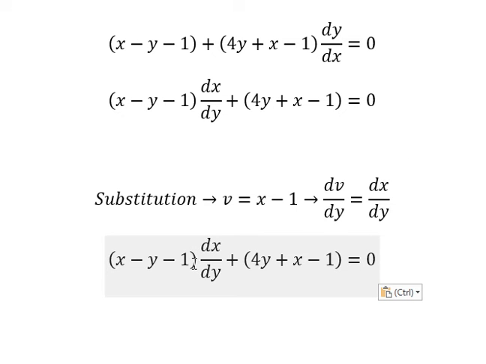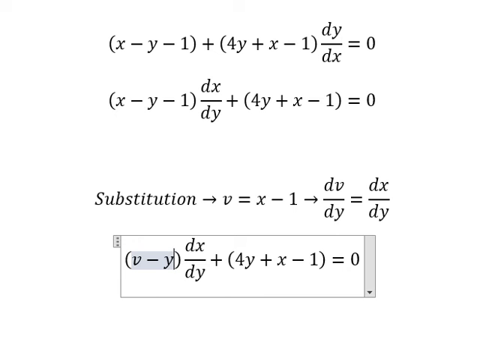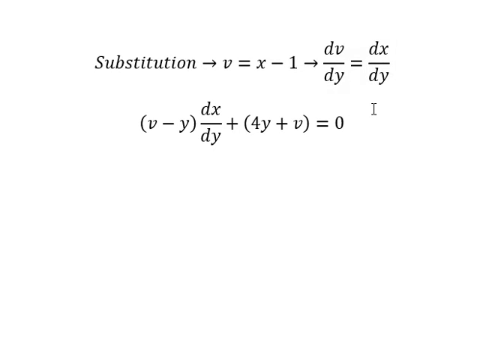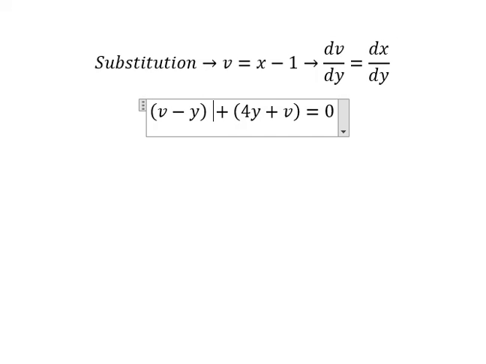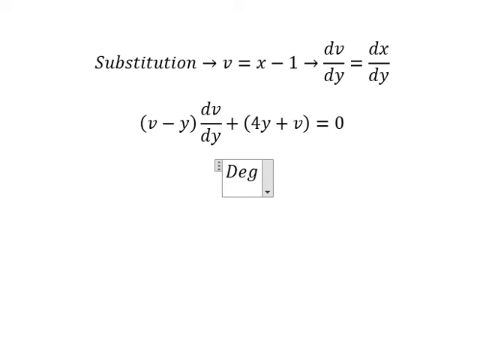So s minus 1 we change by v. S minus 1 we change by v. Now we see that this one we change by dv over dy. So we have y, v, v, y. This is about the root number 1. So that is about homogeneous.